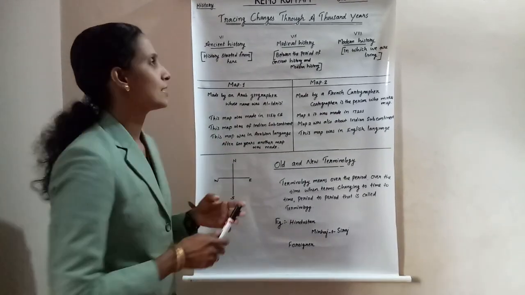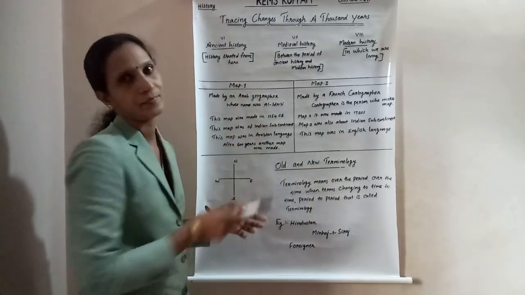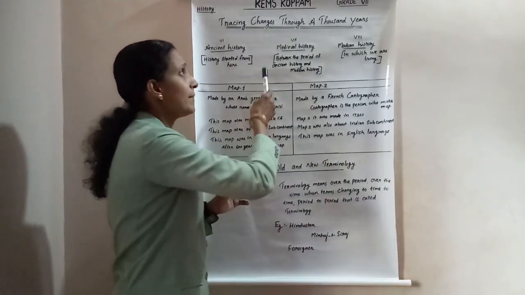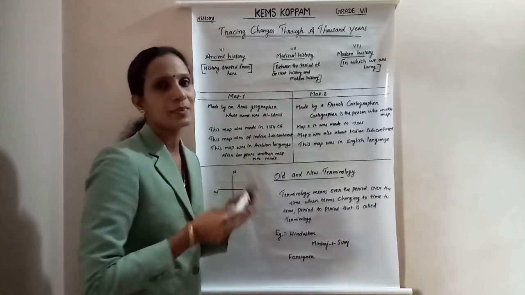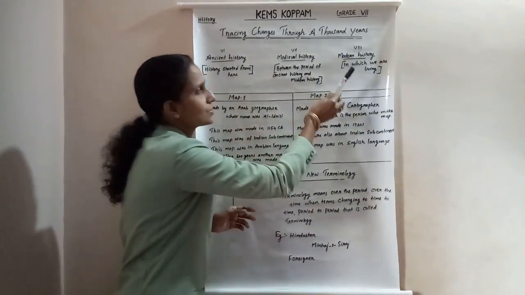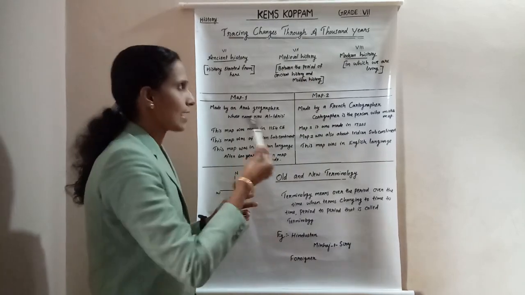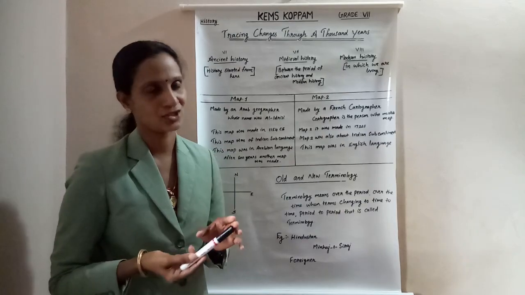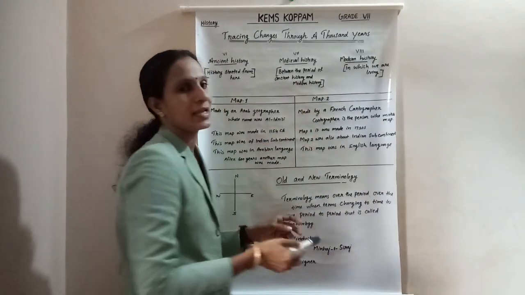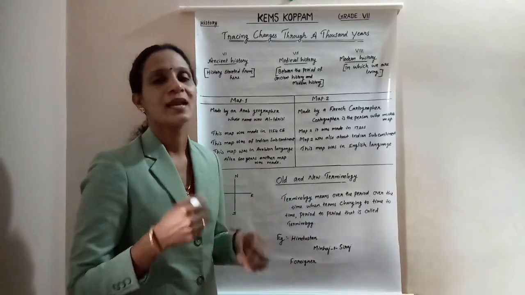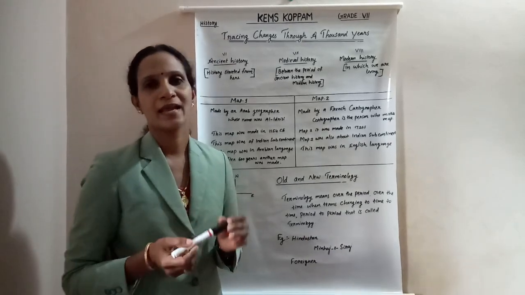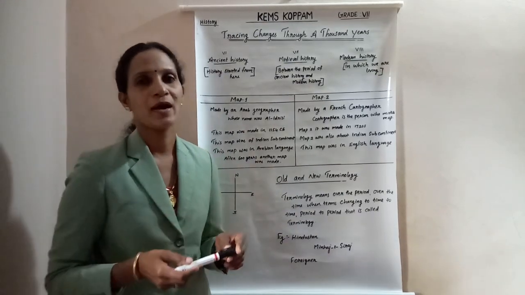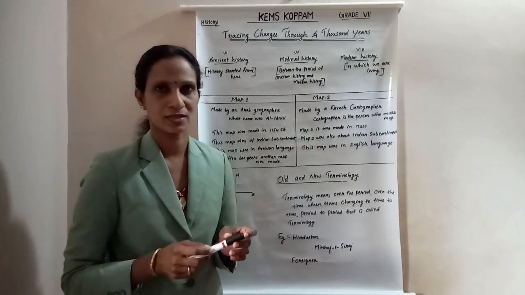Ancient history: history started from here. In class 6, we studied ancient history. Medieval history is between the period of ancient history and modern history. In class 7th, we are going to start medieval history, and then modern history, in which we are living. In class 8th, we will study modern history. I hope you have understood all these histories.